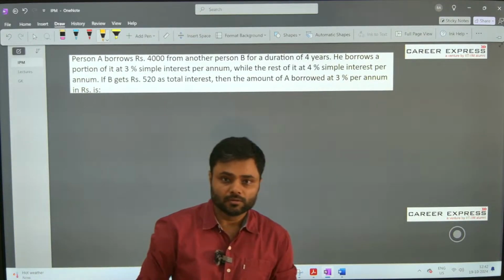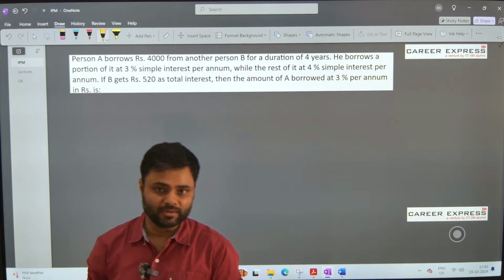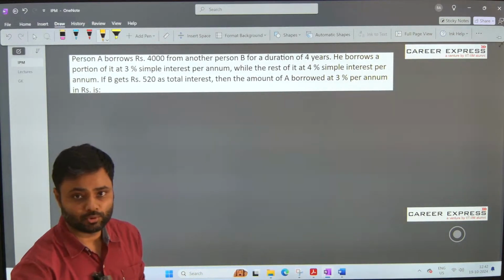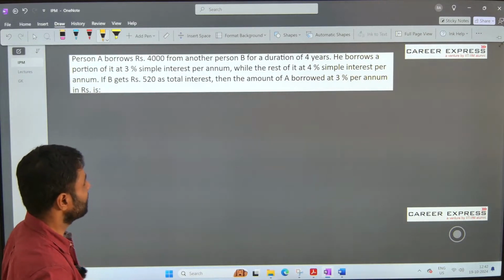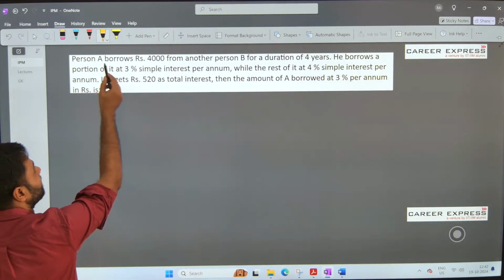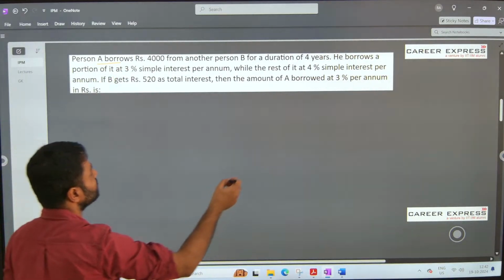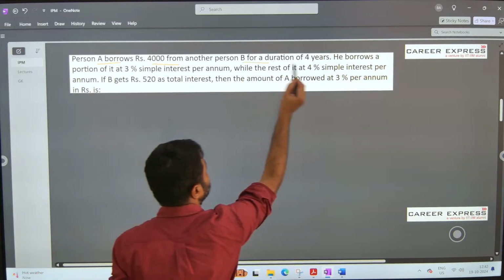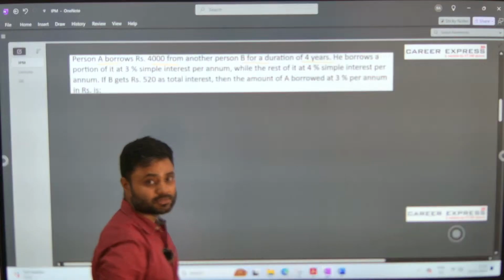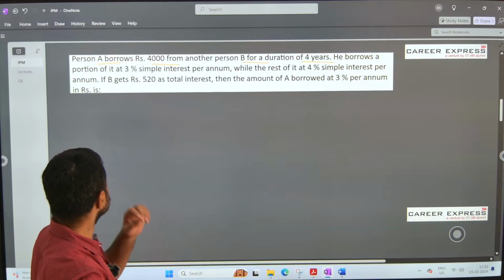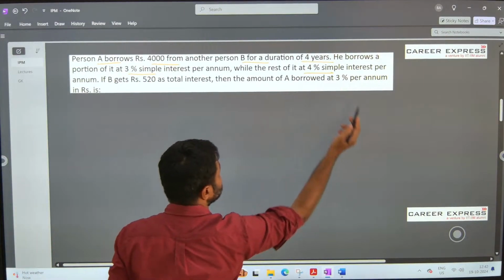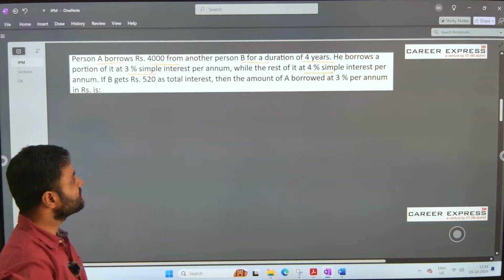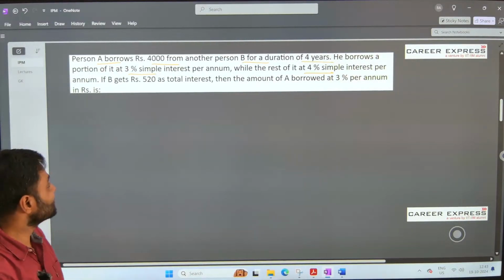Hello. So this is a question from IPMAT Indore 2024 paper, QASA section. The question is on simple and compound interest. Person A borrows 4,000 from another person B for a duration of 4 years. He borrows a portion of it at 3% simple interest and the rest of it at 4% simple interest. So the interest rate is simple in both cases.